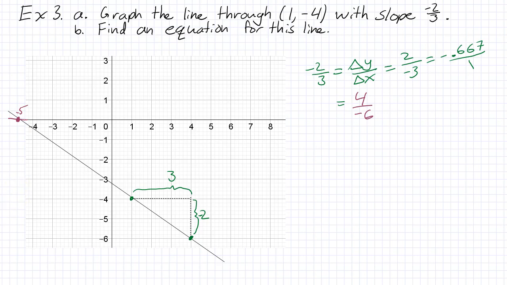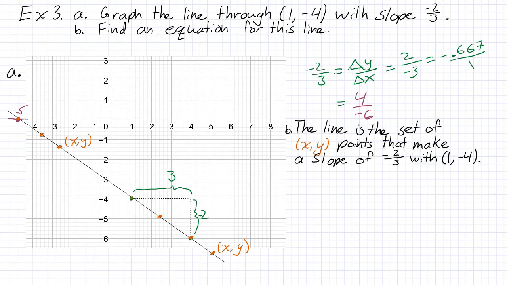So that part, you could hopefully do a little bit of by yourself, but finding an equation for it might be weird. So let's think about what we know about this line. We want to get an equation that is true for all of the xy points, like this one here, or this one here, or all the other points on the line anywhere. And we can think of the line as the set of all points that you can get to by doing a delta y over delta x that has that same slope, so that it comes out to a fraction of negative 2 over 3. So I just wrote that out here so you can see it written down. The line is the set of all xy points that make a slope of negative 2/3 with (1, -4).